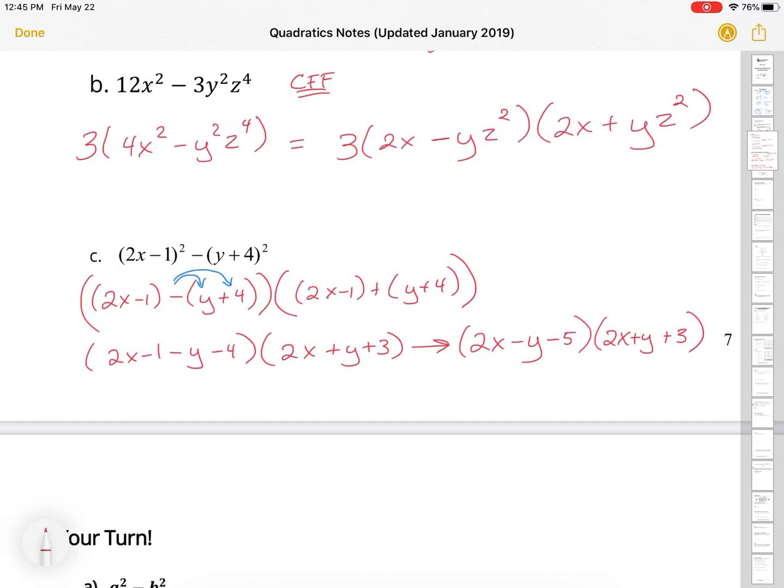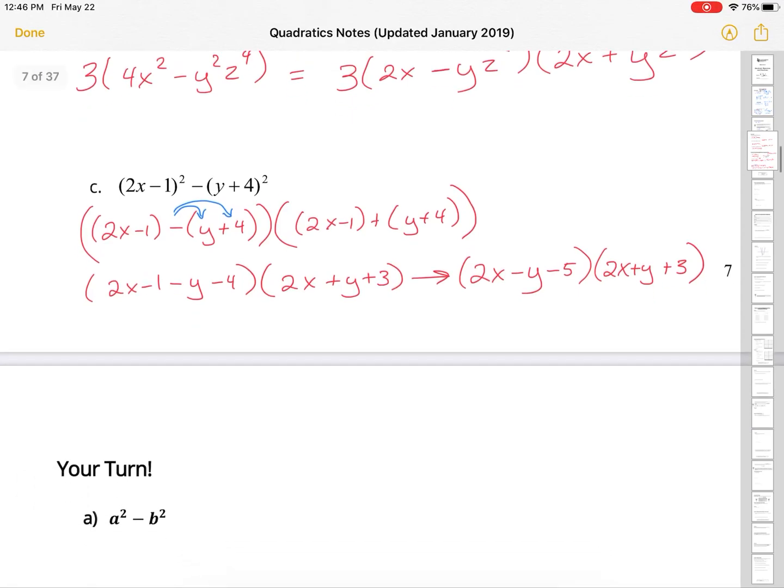And I tend to put them in order. The terms with variables are going to go first, and then your numerical constant will go last in the brackets. Okay? Alrighty, but we're just basically using that pattern to help to solve.